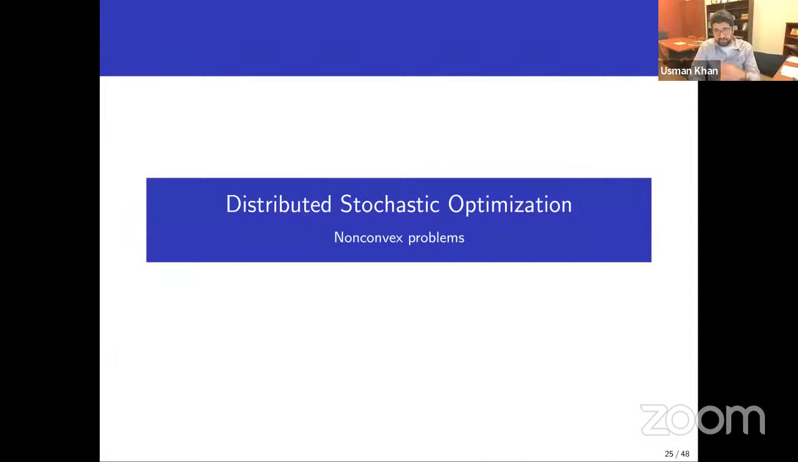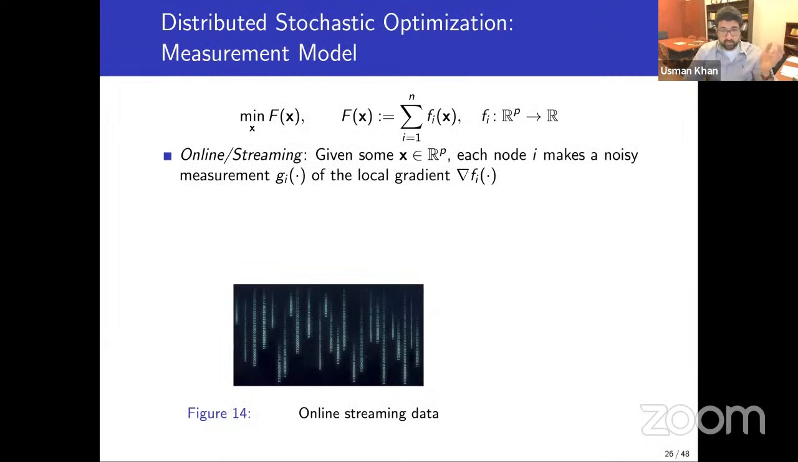So, distributed stochastic optimization, non-convex problems. I'll just move to non-convex stochastic problems now. We assume that we are in the same realm. We want to minimize a function, uppercase F, which is the sum of local functions. And we have two measurement models. In the first, I'm going to assume that the data is online or streaming. So at every time of the algorithm, I just pick one sample, a noisy measurement g_i of the local gradient f_i. If I implement gradient descent, it's going to be x_{k+1} equals x_k minus alpha times g_i, where g is a noisy version of the true gradient. And every time I'm just allowed one measurement, in the online case.